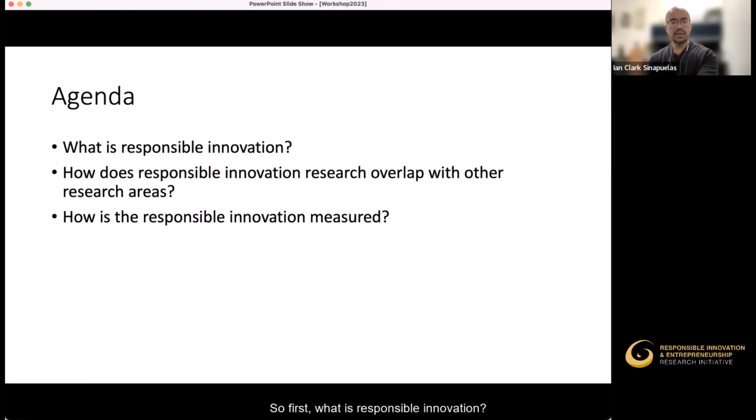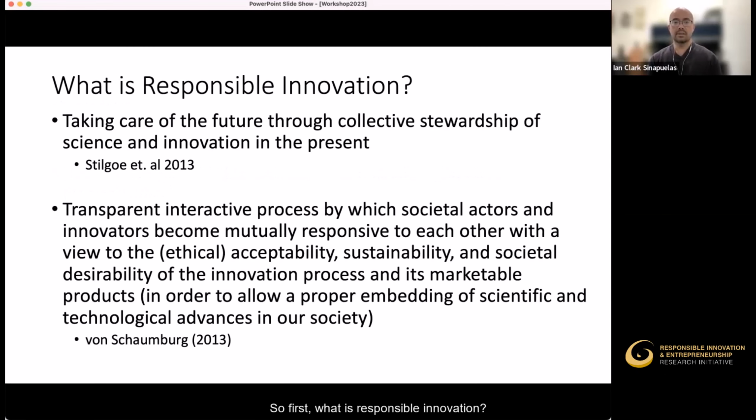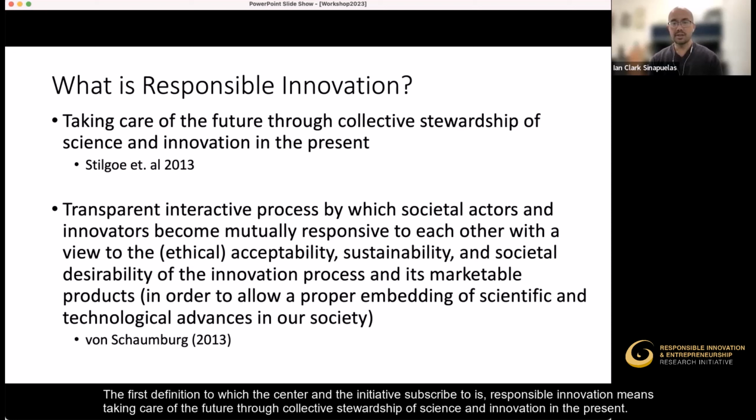So first, what is responsible innovation? A few definitions have been proposed, and most of these definitions have been coming from Europe. The first definition to which the center and the initiative subscribe to is: responsible innovation means taking care of the future through collective stewardship of science and innovation in the present.